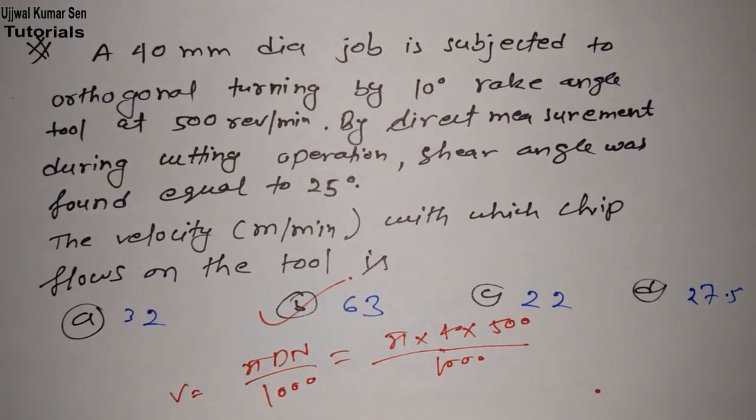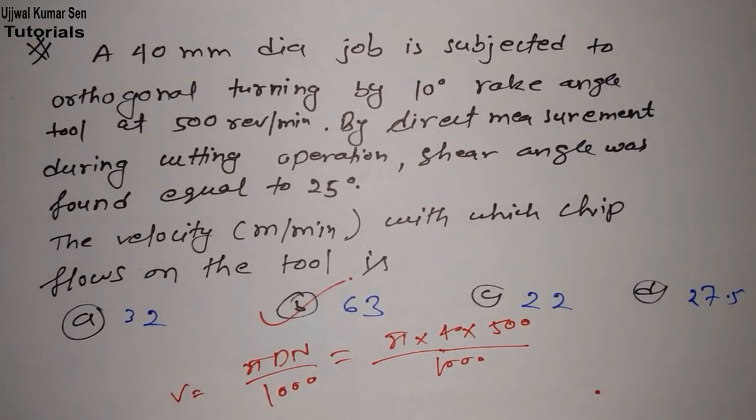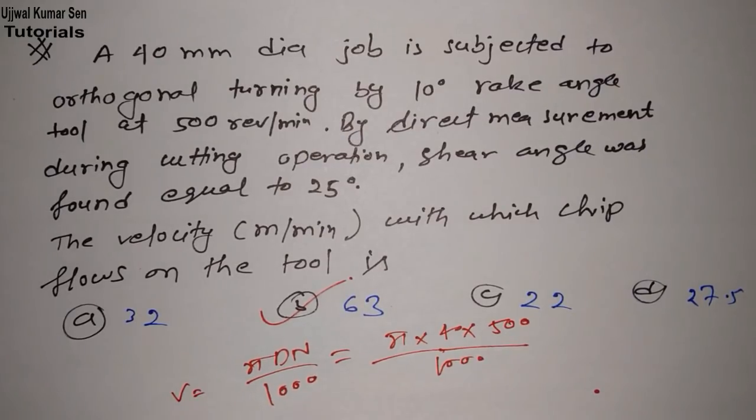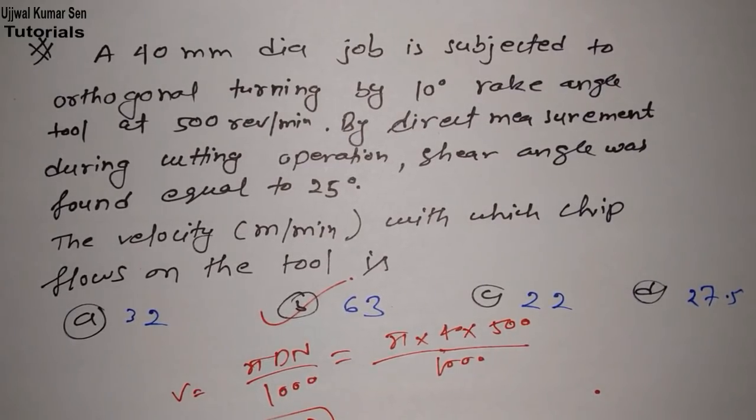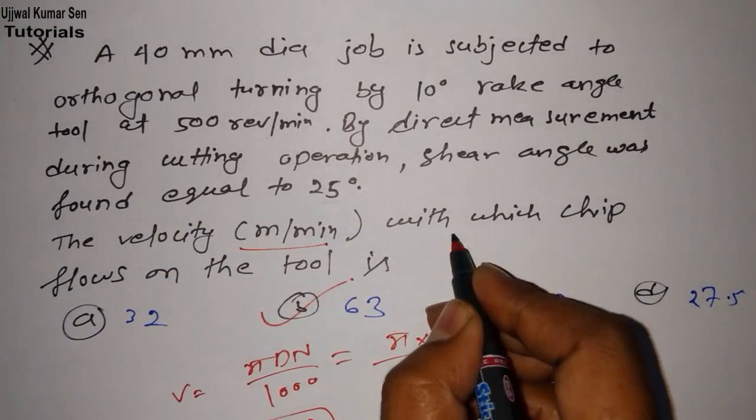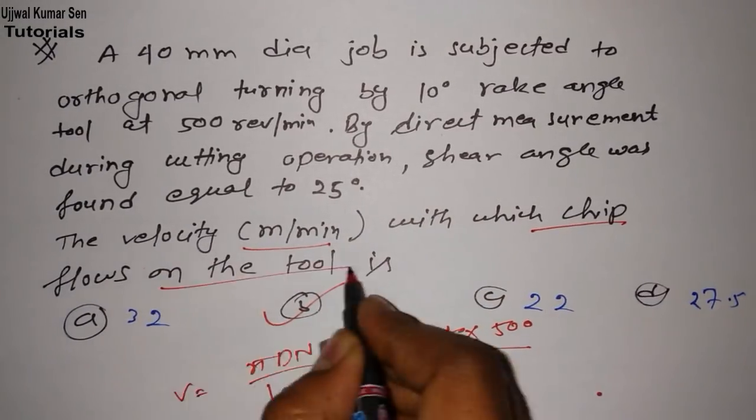Now the most important thing, my dear, is what I am going to share with you right now. We know that V_c is equal to R into V, right? But here what is asked is the velocity with which the chip flows on the tool.